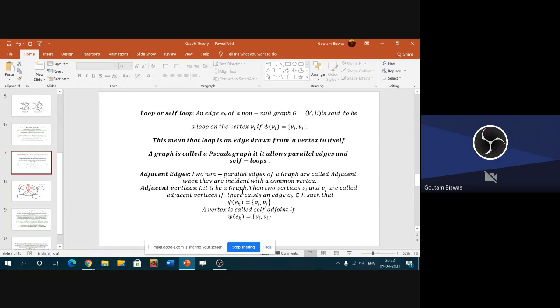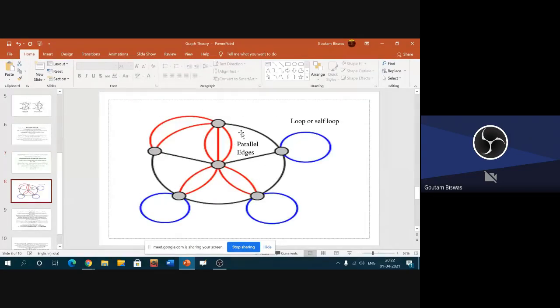Now adjacent vertex. Let G be the graph, then two vertices Vi and Vj are called adjacent vertices, Vi and Vj, that means the indices are different, if there exists an edge Ek such that psi of Ek is equal to Vi Vj. So here you see there is the edge, this one and this one. So these two vertices are adjacent. Adjacent vertex means there is a connection between these two vertices. So this is called adjacent.